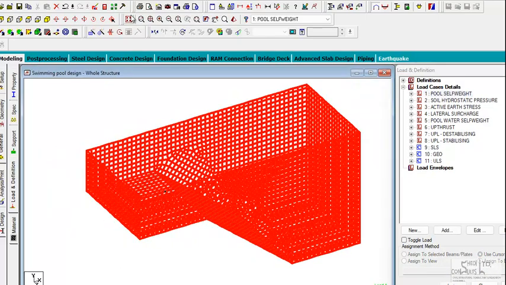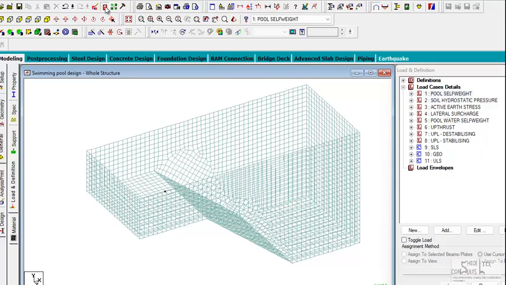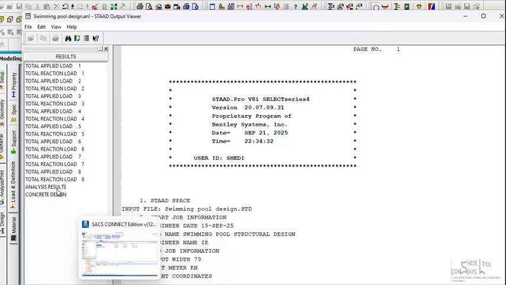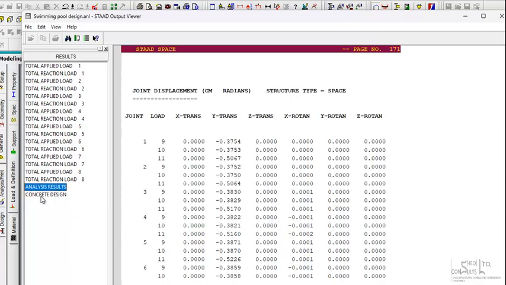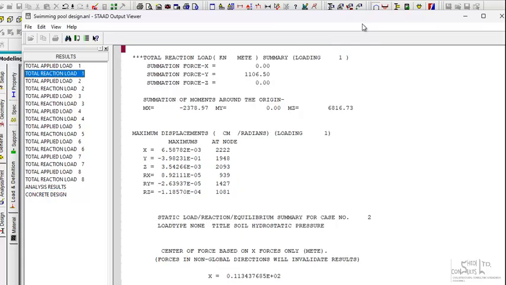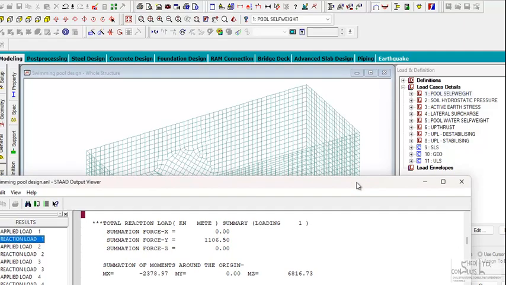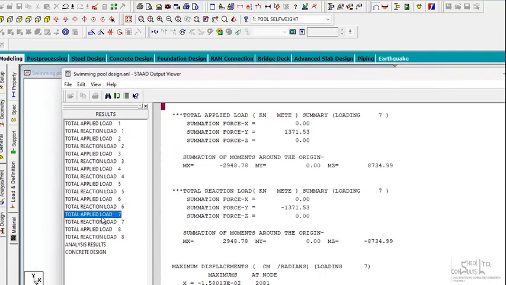Then we perform an analysis and see the outcome. From your analysis, go to analysis results to check if the swimming pool will not float. Now, go and look at load case 7, which is upthrust. So the total upthrust we are seeing is 1,371.53 kilonewtons. That's the total buoyant force acting upwards.